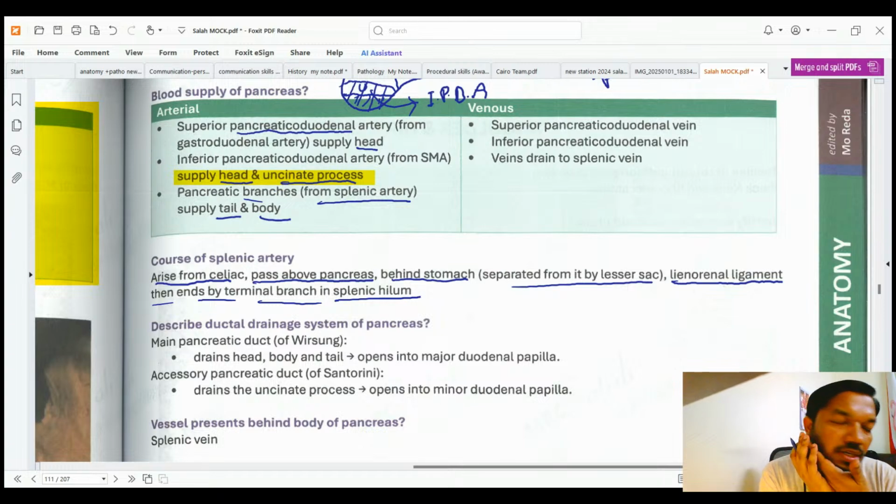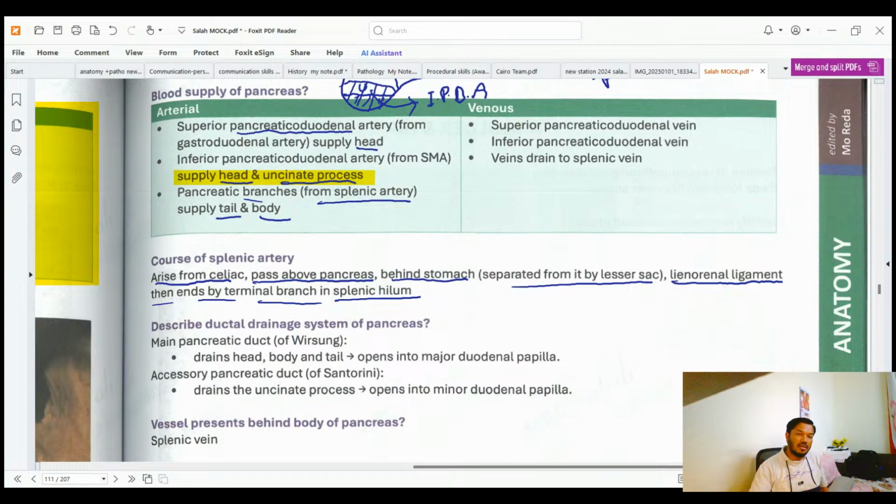Again, the splenic artery arises from the celiac trunk, passes above the pancreas and behind the stomach, separated by the lesser sac, and then ends by terminal branches into the splenic hilum. Describe the ductal drainage system of the pancreas.